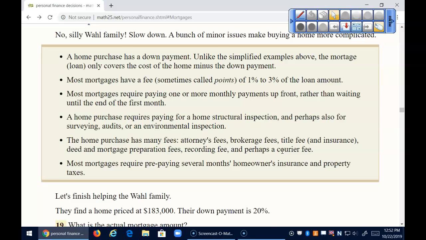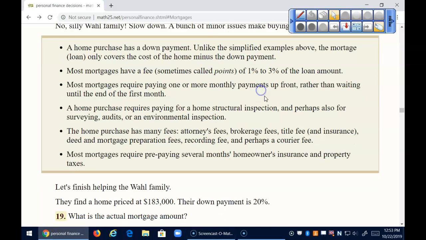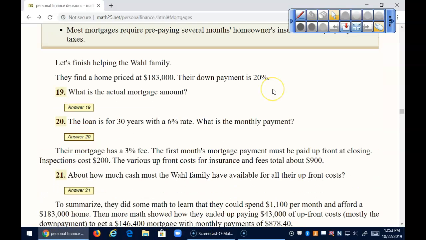Mortgages often require paying one or more monthly payments up front. You have all the inspections and other things to do for the house. And there's all these little fees that happen, and so on. So we're not going to go into detail about that since this is a math class and not a buying a house class, but we'll pay attention to them in a sort of token way. So let's continue with the Wall family.